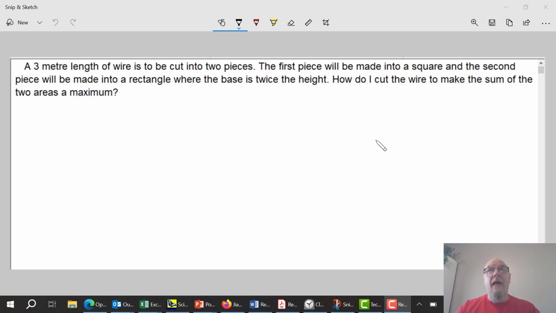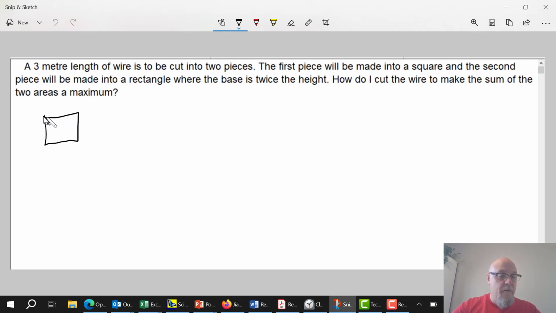I had to wait till the last word. So I'm trying to maximize what? I'm trying to maximize, so now I know it's a max-min word problem. I'm trying to maximize the sum of the area of the square plus the area of the rectangle. All right, so let's see what we got here.